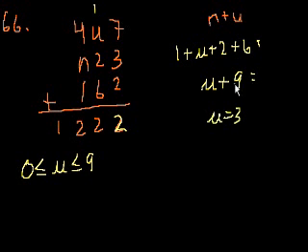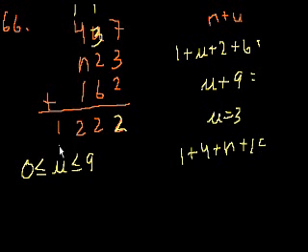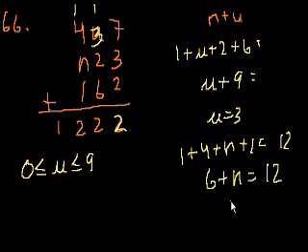That's the only possibility that'll give you something that ends in a 2. So if we assume that u is 3, then we have 1 plus 3 plus 2 plus 6, which is 12. Carry the 1. You get 1 plus 4 plus n plus 1 is equal to 12. So you get 1 plus 4 plus 1, that's 6, plus n is equal to 12, and n would be equal to 6. And they want to know what n plus u is. So n plus u, 6 plus 3, that's equal to 9. And that is choice B.